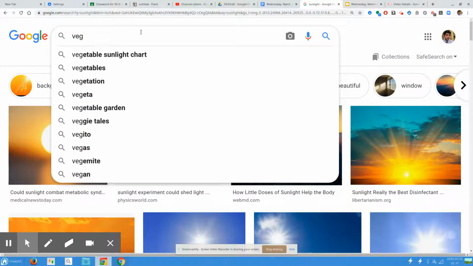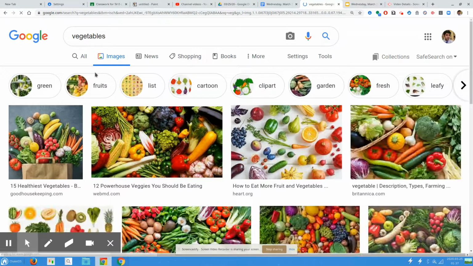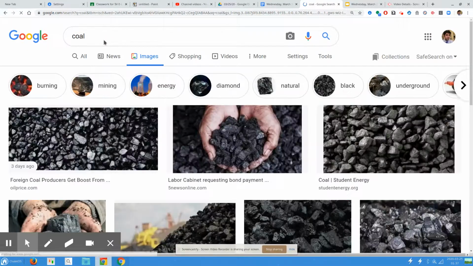Let's take a look at vegetables. What do you think about vegetables? Can we renew this resource? We can if we plant more vegetables. We won't run out of vegetables. And coal. What do you think about coal?